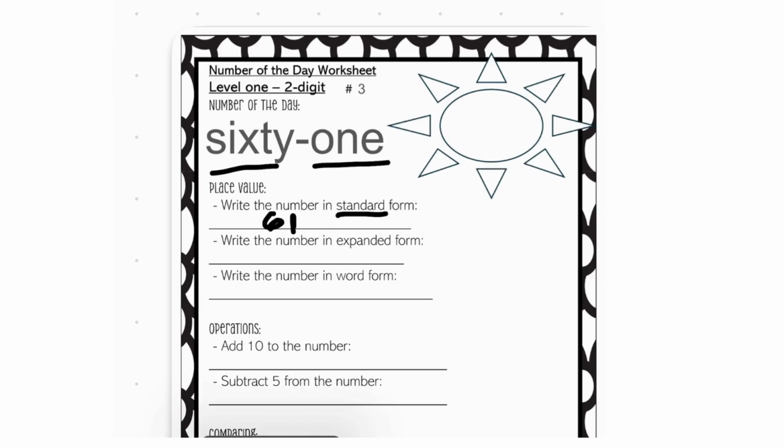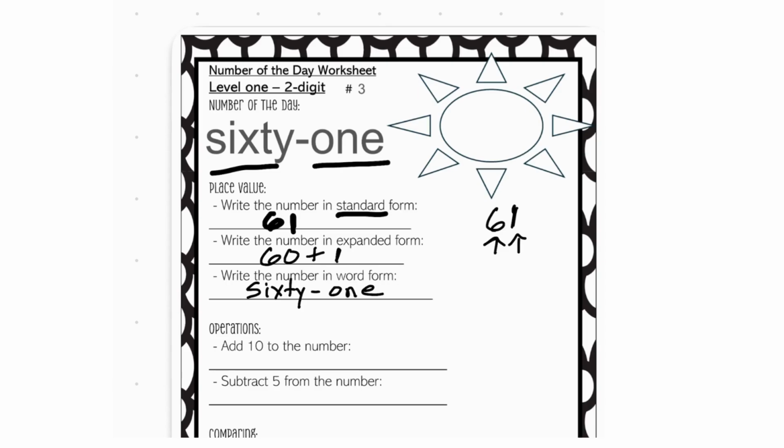And then for expanded form, we know that it's the number 61. So we know that the 6 in the tens place equals 60, and we know that the 1 in the ones place equals 1. So it would just be 60 and 1. And then it's already written out in word form, but I do want you to still make sure you rewrite it just so that we're practicing our memorization.